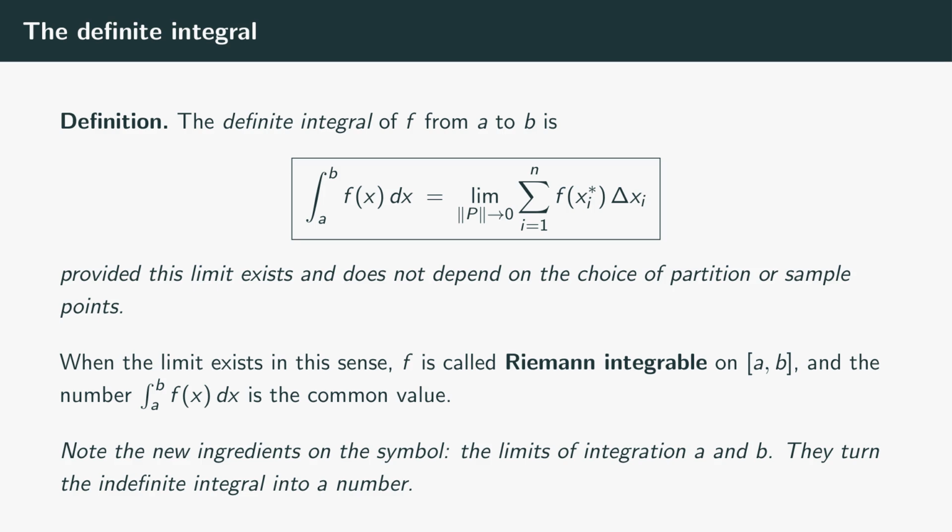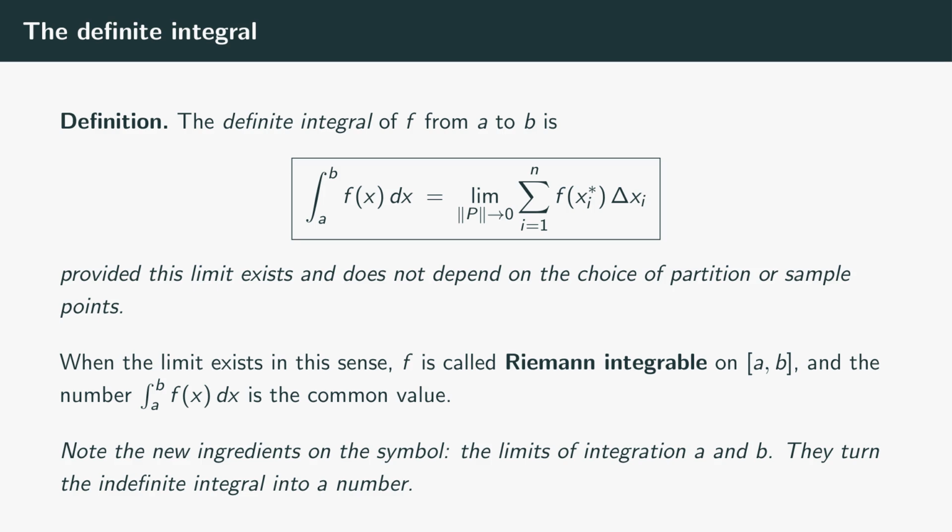If you can get different limiting values by choosing partitions or sample points differently, then f does not have a well-defined integral over the interval from a to b, and we say f is not Riemann integrable on the interval. When the limit does exist and is the same no matter how you set things up, the function is called Riemann integrable, and the common limiting value is the integral.